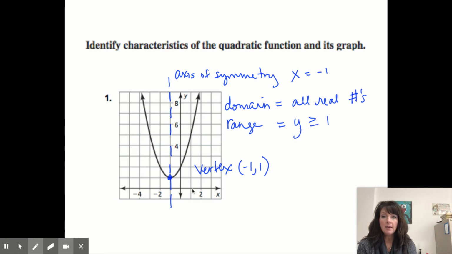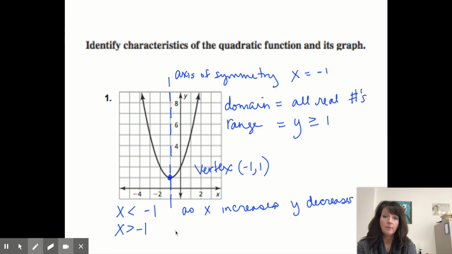Now, when we're looking at the behaviors, I would describe it as when x is less than -1, you can say, as x increases, y decreases. Or you could say y increases as x decreases, but know that they're opposites. And when x is greater than -1, as x increases, y also increases.